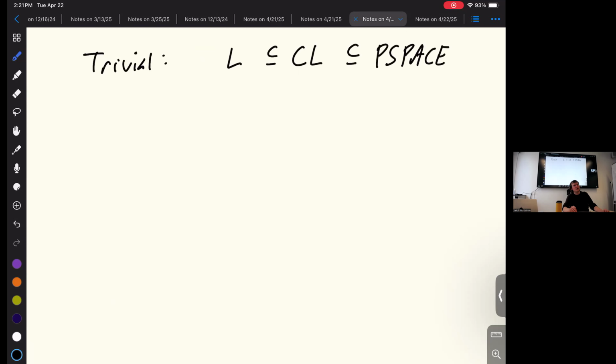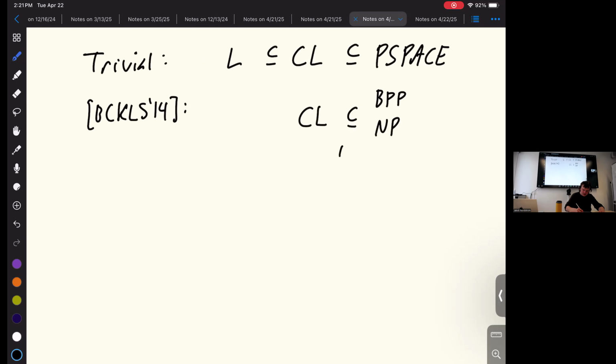Just to state the obvious, catalytic log space is somewhere between L and PSPACE, right? Even if you somehow erased your tape, you would have no more than PSPACE. And even if you ignored your catalytic tape, you'd have something at least that's L. And what the very first paper showed, which is basically unsurpassed to this day, is that on the upper hand, CL is contained in both BPP and NP. In particular, this is ZPP, zero-sided error randomized polynomial time.